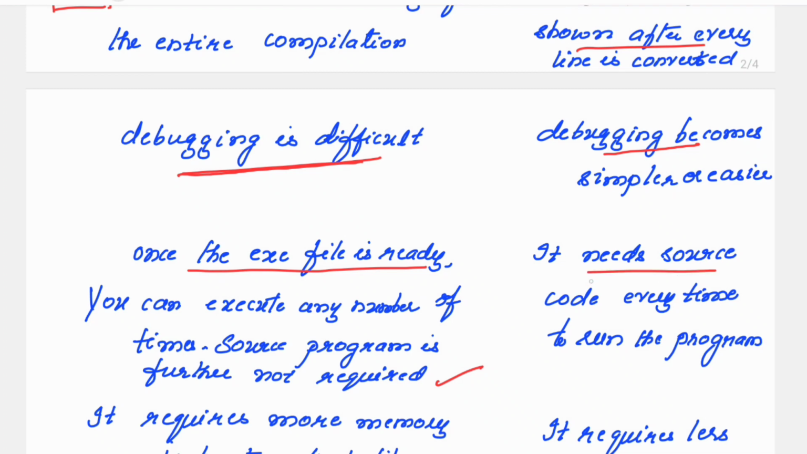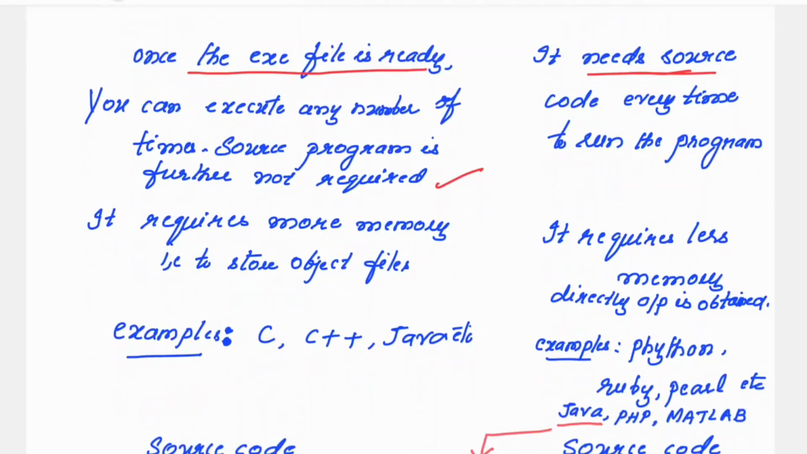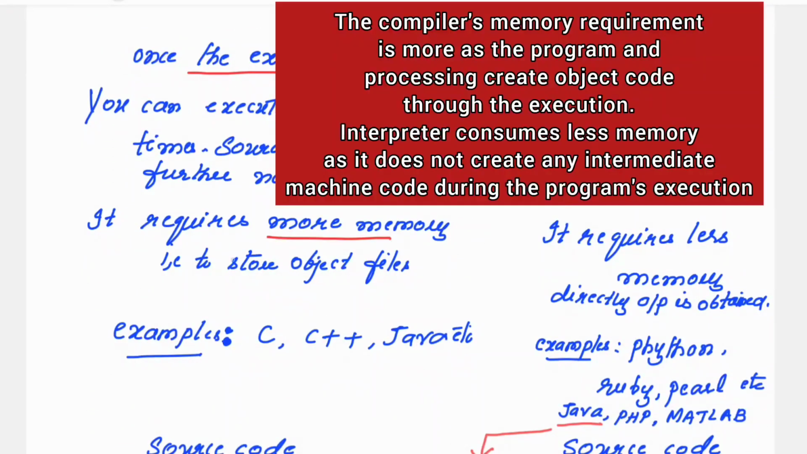In case of interpreter, it needs source code every time to run the program. Since a program is not completely getting into an executable form, as and when it gets executed, it needs the source code. The source code has to still be stored in the memory. If the translator is a compiler, it requires more memory. In between the source file and the executable file, what is that? The intermediate file is the object file. Even this object file needs space in the memory. In case of interpreter, it takes less memory.